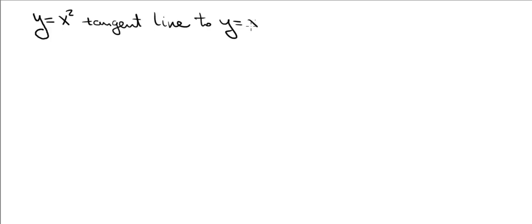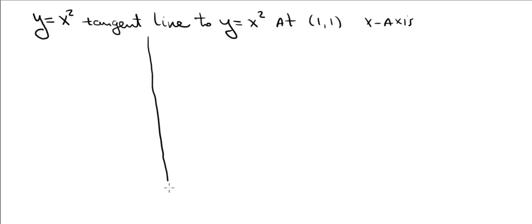Let's find the area of the region bounded by the graph of the parabola y equals x squared, its tangent line at the point of tangency (1, 1), and also the x-axis. We can actually sketch this region now without knowing the exact equation for the tangent line. Then we can find the equation without too much difficulty.